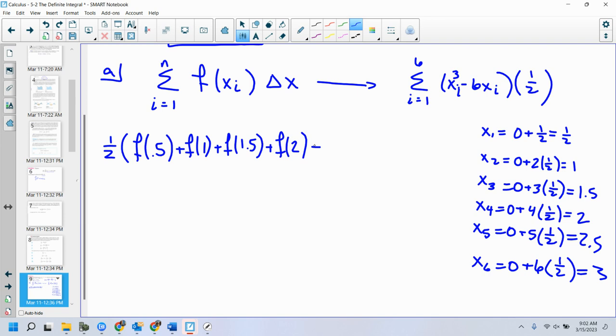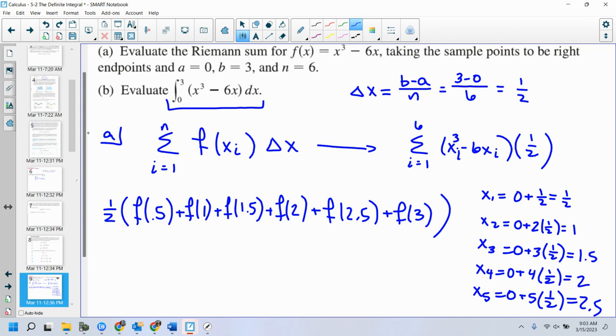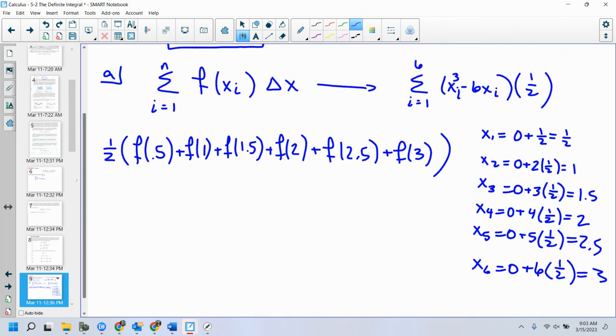Here we go. Plus f of 2.5 plus f of 3. Everybody follow me there? Now, here comes the hard part of just plugging it into the equation, right? Just plugging it into the equation.